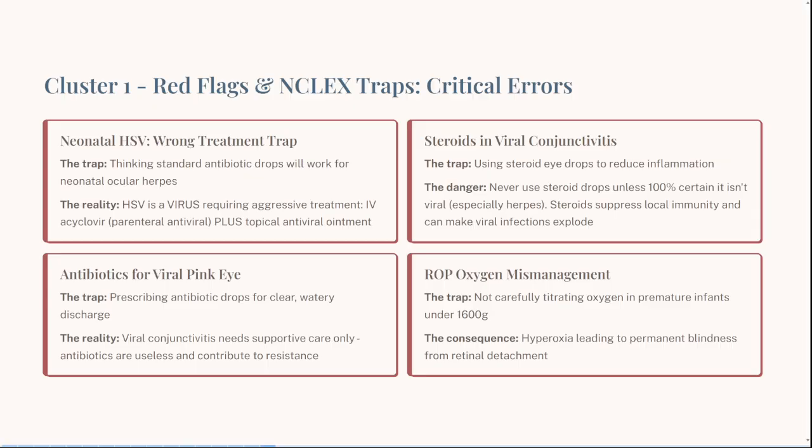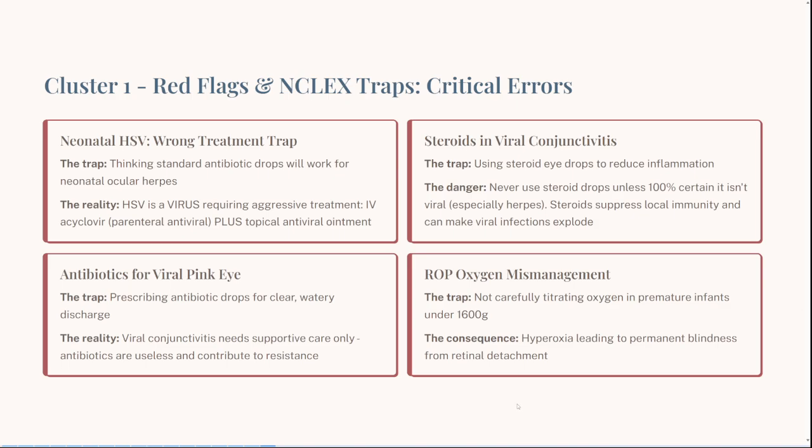Priority actions. Patching the good eye, immediate safety orientation in the hospital, and urgent aggressive treatment for things like neonatal HSV. And the big NCLEX traps to avoid. Giving antibiotics for viral pink eye and mismanaging oxygen for those super preemies, especially the ones under 1,600 grams. Perfect. That was a great deep dive on the eyes. Let's move on to our second cluster, auditory and otic health.